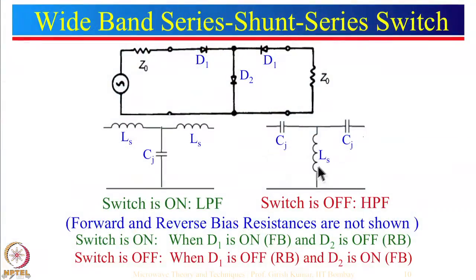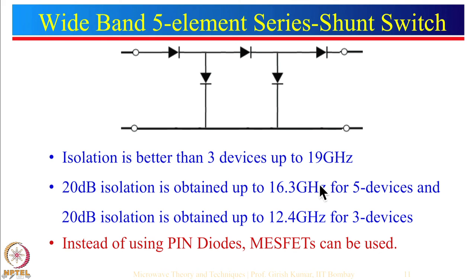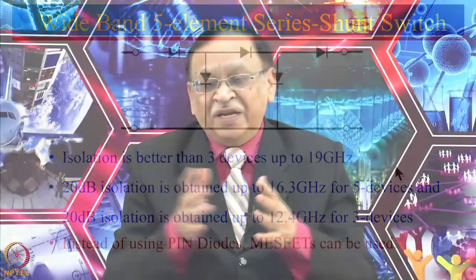Now instead of using 3, one can use 5 of these elements. So you can see that there are 3 series elements and 2 shunt elements, and just to give you the comparison, isolation for this configuration is better than 3 elements up to about 19 gigahertz. One can obtain about 20 dB isolation up to 16 gigahertz for 5 devices, up to about 12 gigahertz for 3 devices. Now instead of using pin diodes, one can also use MOSFET. So by using combinations of these diodes, one can actually realize a wide band switch also.